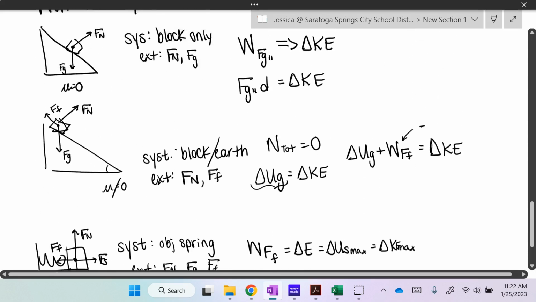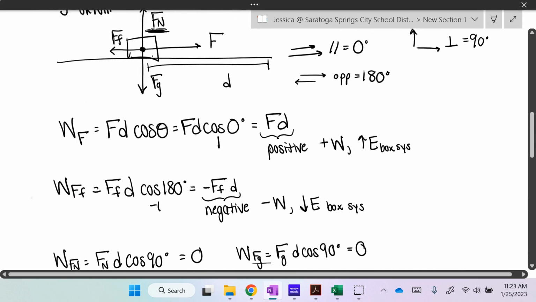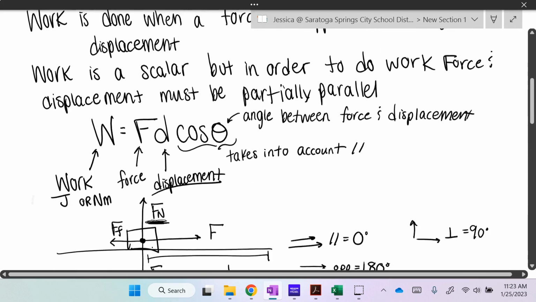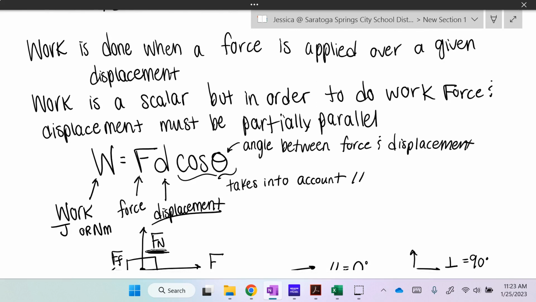The next video is going to go through some different ways to model work, and hopefully that solidifies our understanding. But again, the big thing that we're keeping in mind is that work is F d cosine theta. Work changes the energy in our system, and work can only be done by external forces.